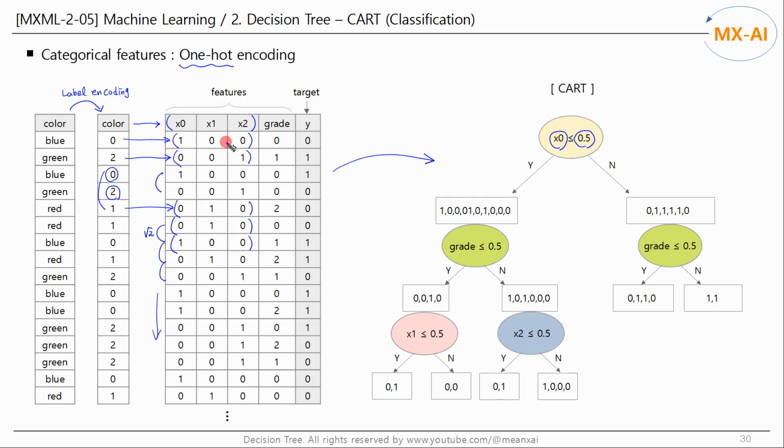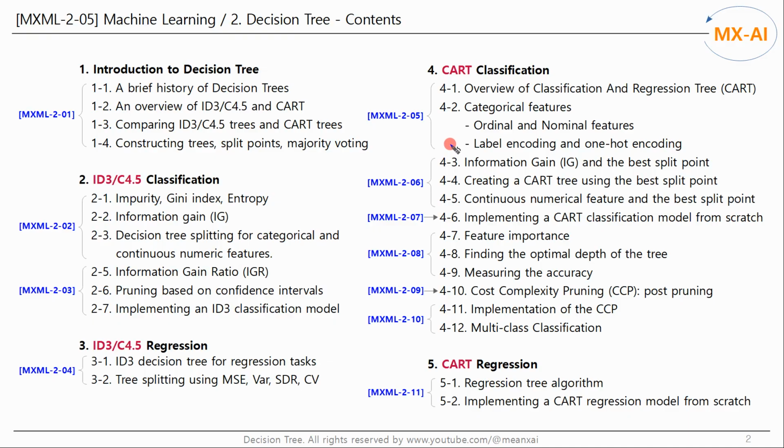For CART decision trees, you can one-hot encode nominal variables or label encode them as in the previous slide. In this video, we looked at an overview of CART and looked at ordinal and nominal categorical variables. In the next video, we will examine information gain and the best split points, and learn how to create a CART tree using them.